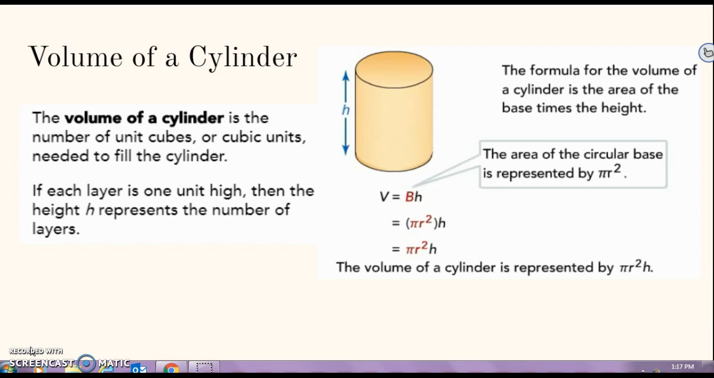The formula for the volume of the cylinder is the area of the base times the height of the solid. If you recall, to find the area of a circle, it is pi r squared. So the formula that we can use for volume of a cylinder is pi r squared times height. So the area of the base, or the circle, which is pi r squared, times the height of the cylinder.